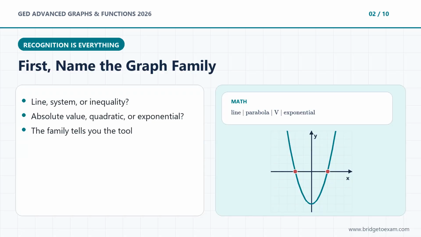Mastery begins with recognition. Before solving, name what kind of graph or function you have. Is it a line, a system, an inequality, an absolute value V, a parabola, or an exponential curve? Each family has its own signature shape and its own tools. Naming the family first tells you exactly which method to reach for.